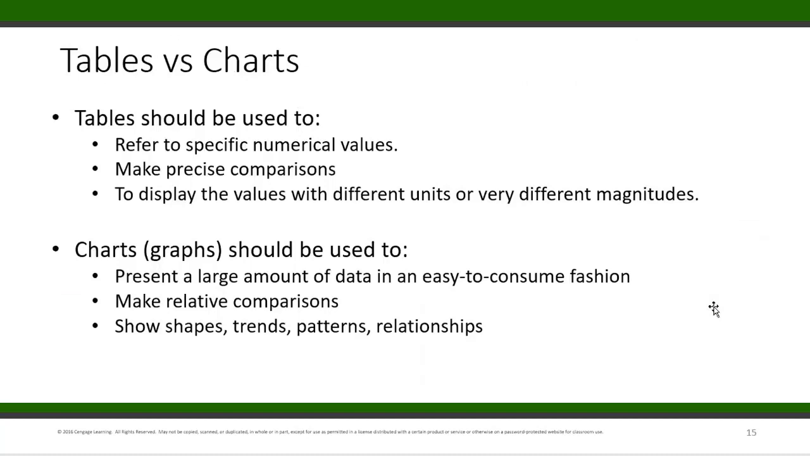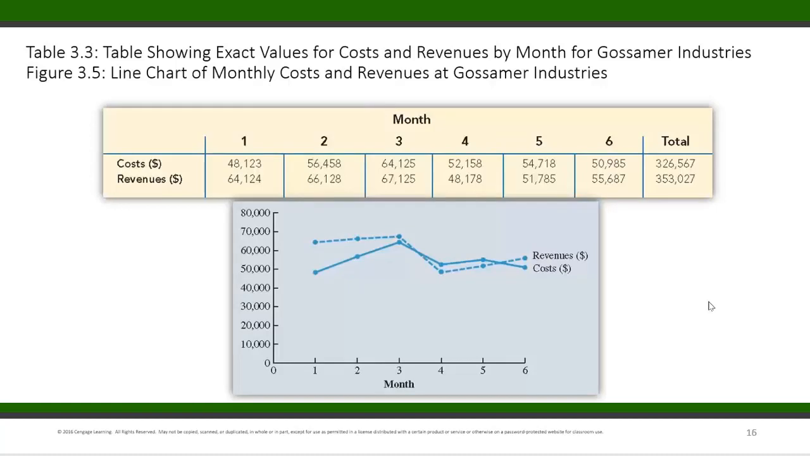And so, tables versus charts. When should you use tables? When should you use charts? So here is a table with precise numbers, and here is a chart that shows you a trend of your data. And what is this? This is the costs and revenues by month for Gossamer Industries. So these are their 6 months here. We've got the costs in dollars, revenues in dollars. And then here is a chart version. You have month here, and here you have the revenues and costs in dollars.